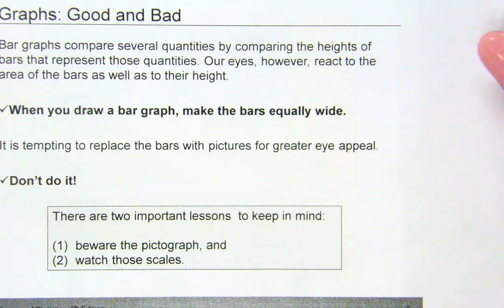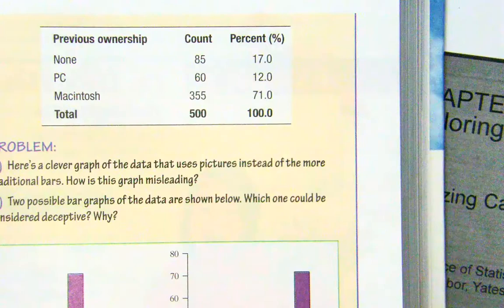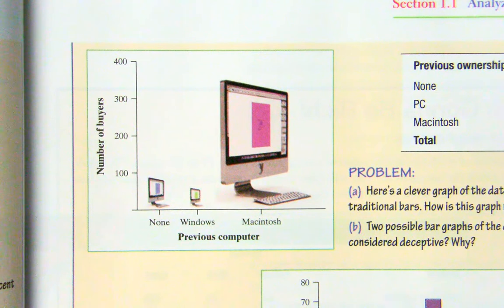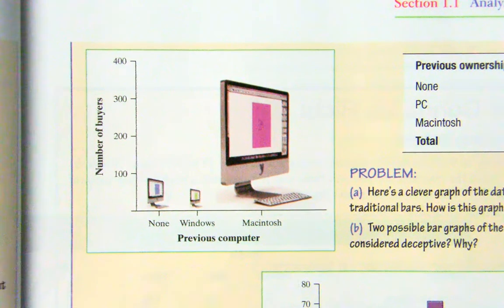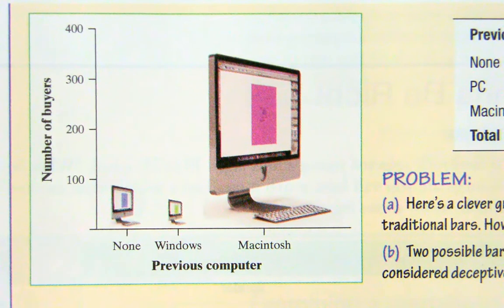So here's what a pictograph looks like, and this is straight from your book. I'm on page 11. Here's a pictograph. Now, you can see right away that the way this looks makes it seem as if Macintosh is doing pretty well in this case.